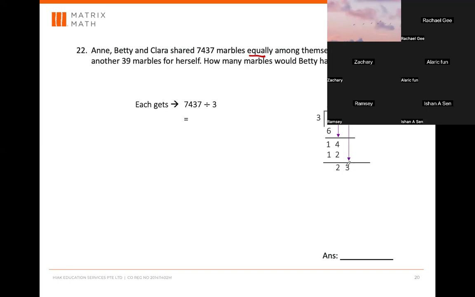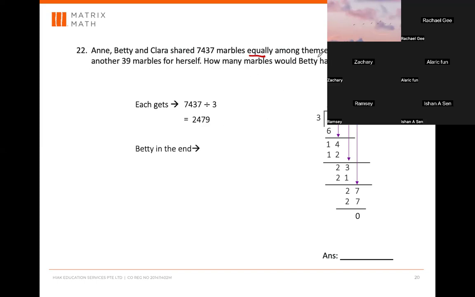So the 3 times table doesn't have 23. The nearest to 23 will be 21, which is 3 times 7. Gives you 21. So you're left with 2. Bring down the 7. So in the 3 times table, there is 27. So 3 times 9 will give you 27. So each girl will get 2,479 marbles.